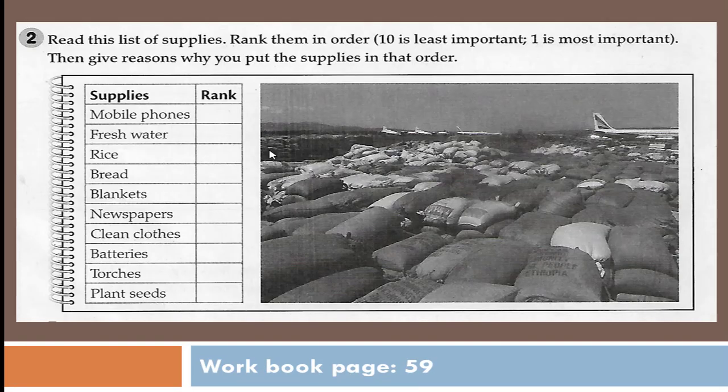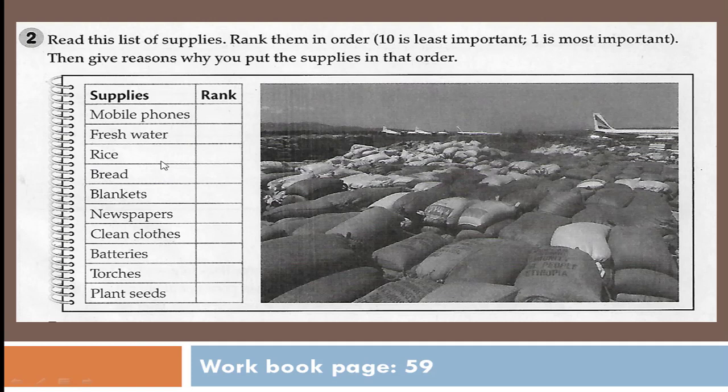On the same page, workbook page 59, here we have a group of supplies, as you can see, and we have rank. That means you are going to give your own rank. Now read this list of supplies and rank them in order. 10 is the least important and 1 is the most important. So try to order them according to you. What do you think? Which one is the most important and which one is the least important? Write from 1 to 10. So number 1, as we said, is the most important, and number 10 is the least important.